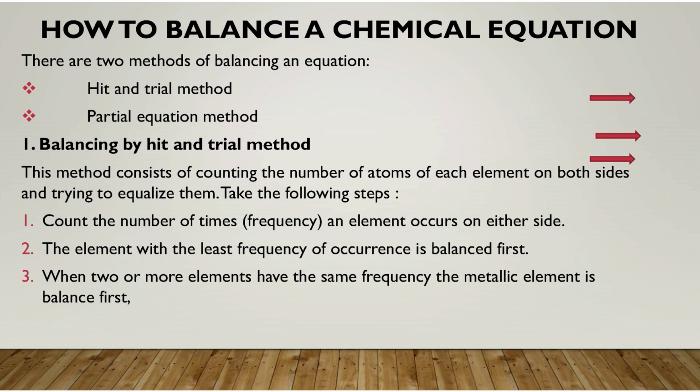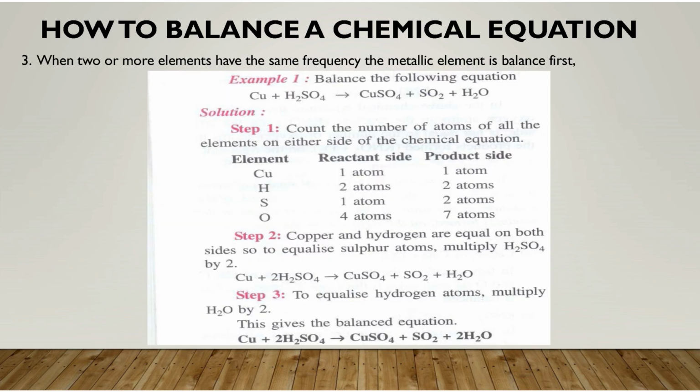If 2 or more elements have the same frequency, then we give preference to the metallic element. I will explain this with an example so it is clear to all of you. When 2 or more elements have the same least frequency, what will we do? We give preference to the metallic element. So you can see there is an example. We balance this equation by the hit and trial method.